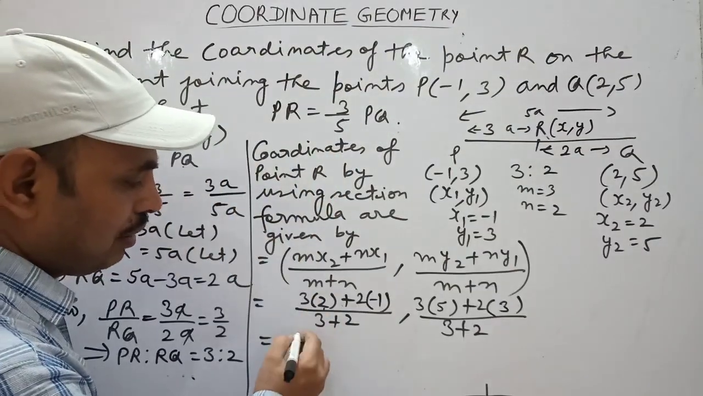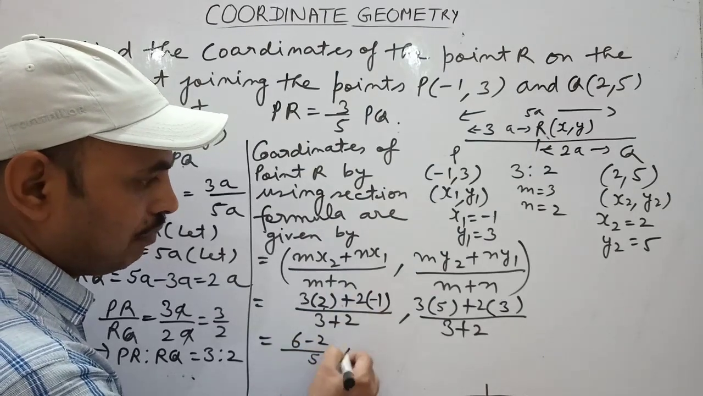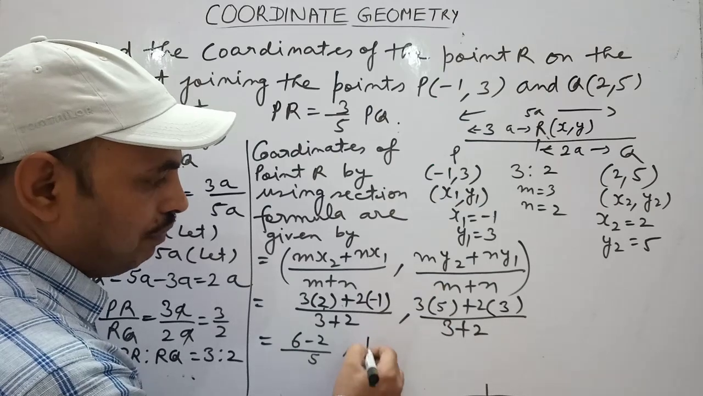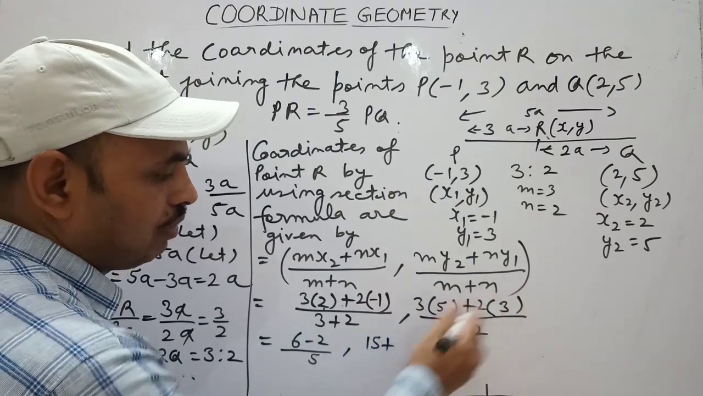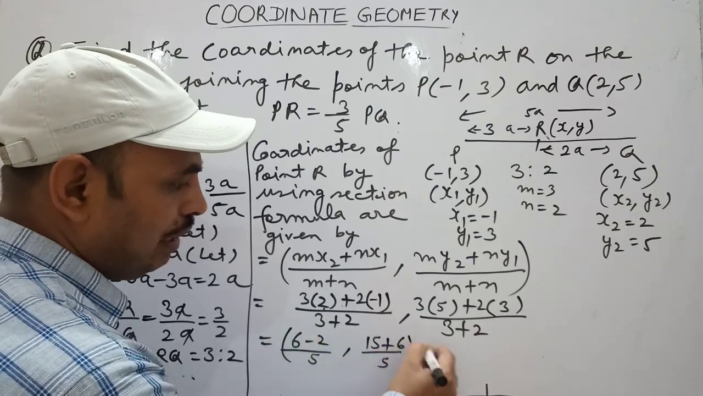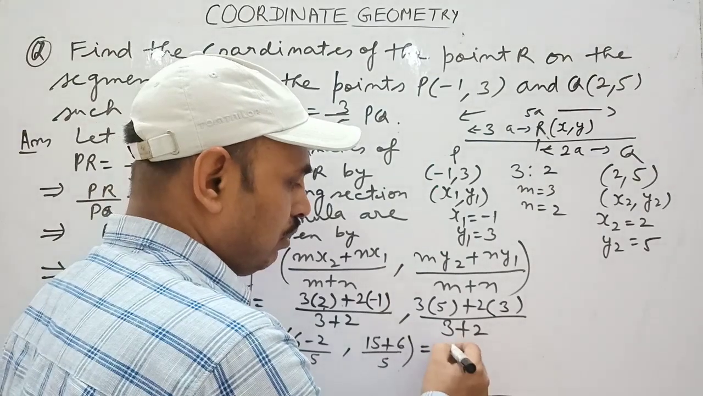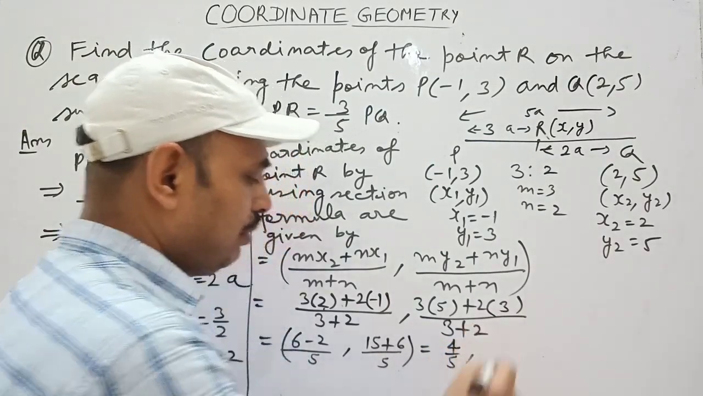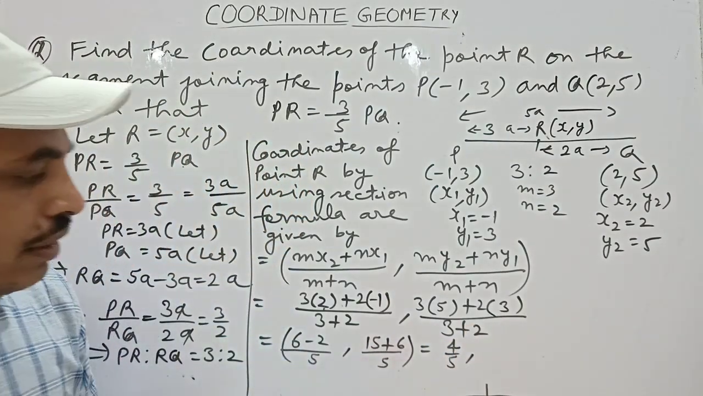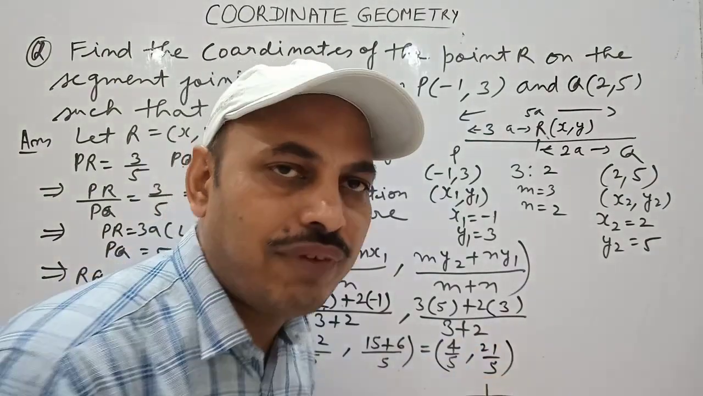Simplify it. 3 twos are 6, 2 ones are 2, upon 5, comma 3 fives are 15 and 2 threes are 6 upon 5. 6 minus 2 is 4, so 4 upon 5. 15 plus 6 is 21 upon 5. This is your final answer.